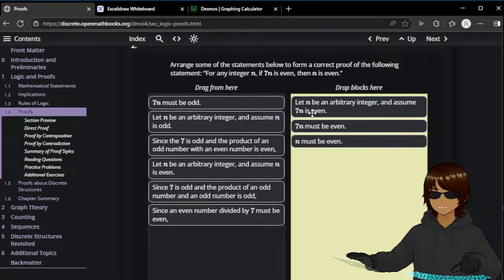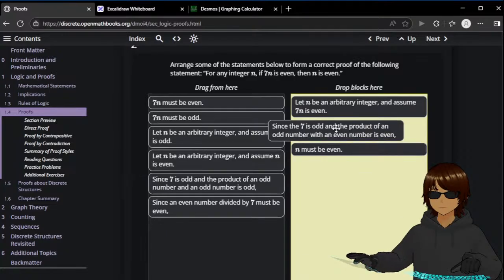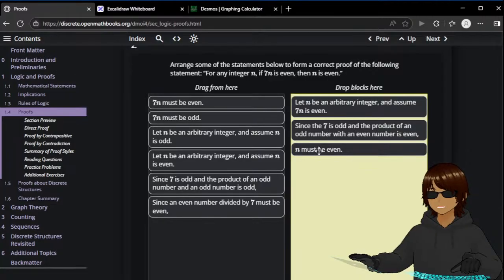Assume 7n is even. 7n must be even. No, we assume that it's even. Since 7 is odd and the product of an odd number with an even number is even, then n must be even.